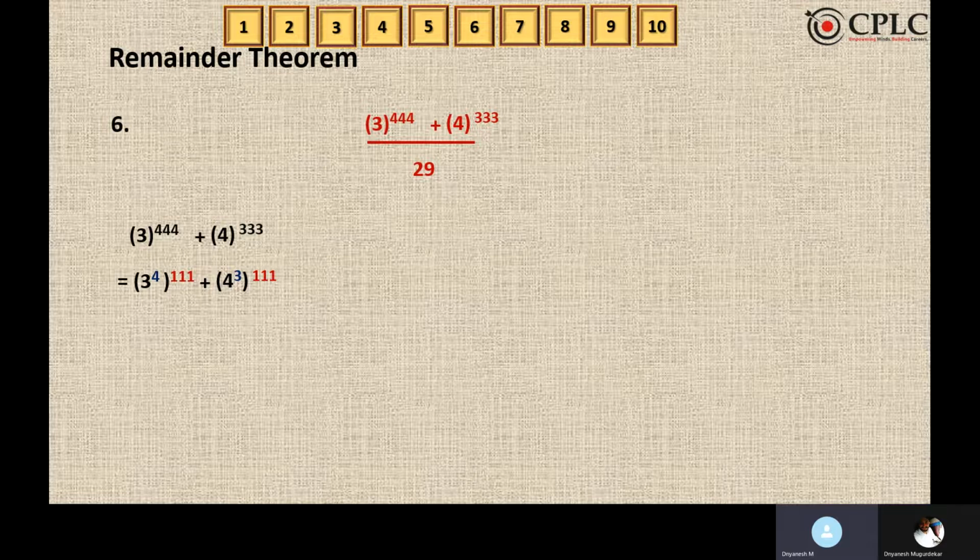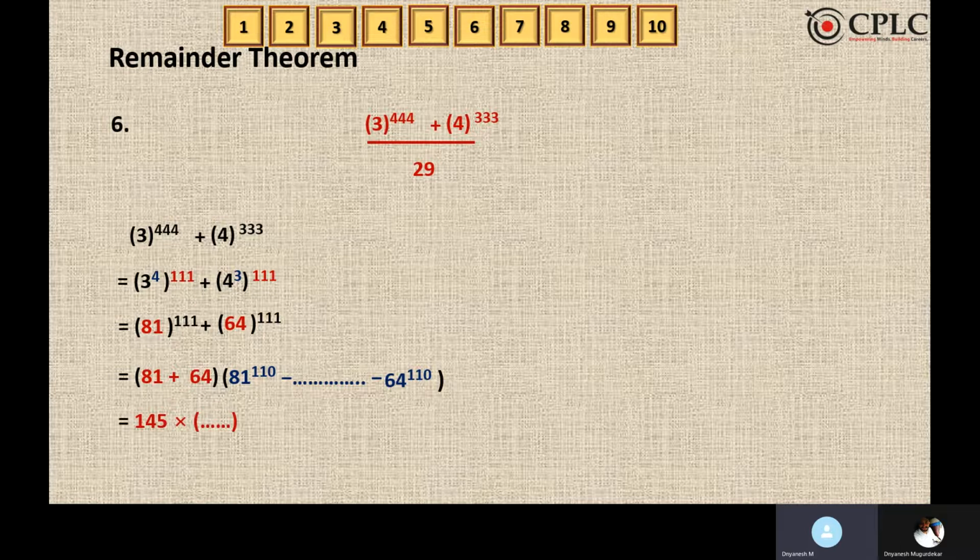A plus b will be the factor. So that means this entire expression will be a factor of 3 raised to 4 plus 4 raised to 3. And 3 raised to 4 is 81. 4 raised to 3 is 64. 81 plus 64, 145. And this entire number, which is a multiple of 145, is supposed to be divided by 29.